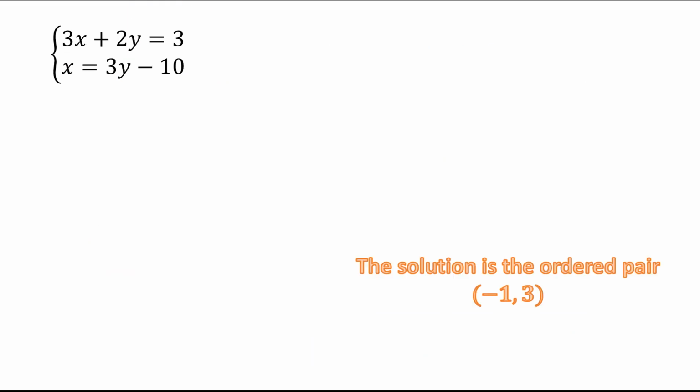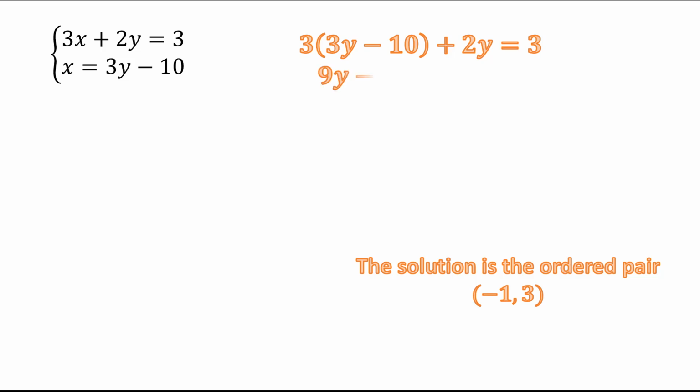All right, here's another one. I've got 3x plus 2y equals 3 and x equals 3y minus 10. The second equation is solved for x, so I can take that amount, 3y minus 10, and I can substitute it into the first equation for x because it's the same as x. So I'll have 3 times x, which is 3y minus 10, plus 2y equals 3.